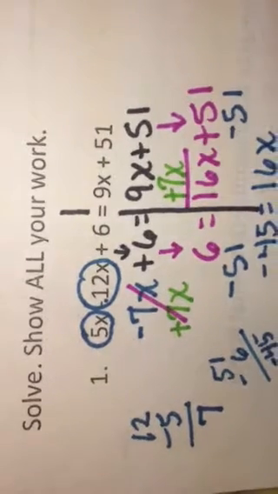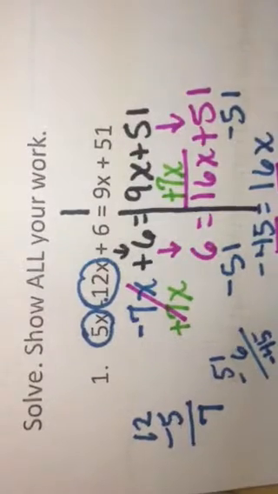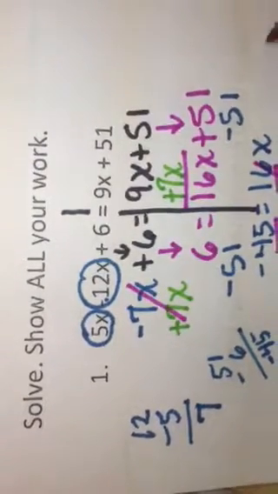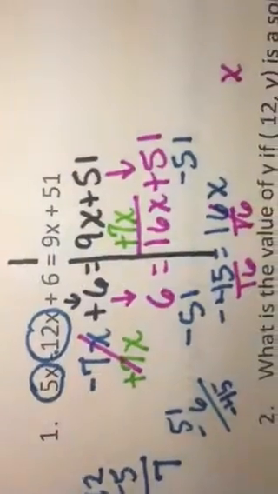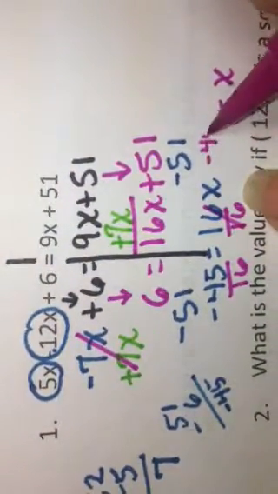And finally, divide by 16. So x is going to be equal to negative 45 over 16.